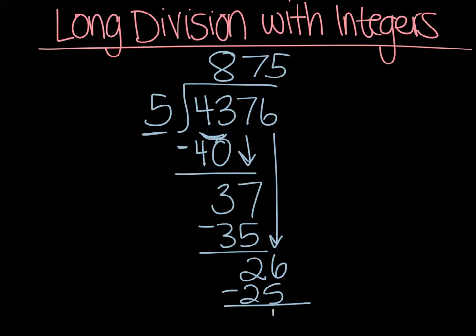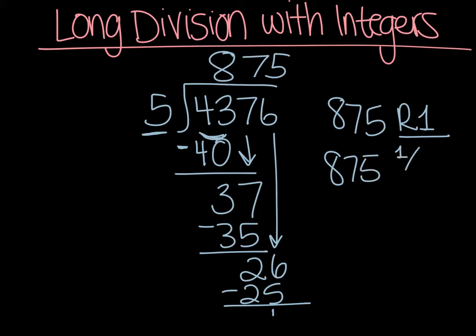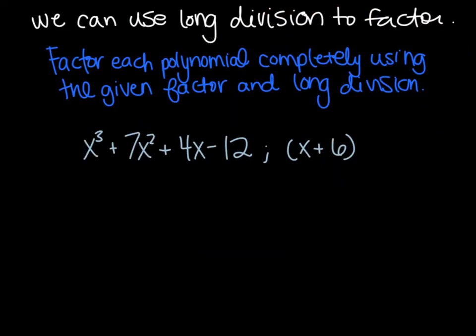And the way we would write this, we would say that 4,376 divided by 5 is 875 remainder 1. Now another way to write that is 875 and 1/5. So we take our remainder and divide it by what our divisor is. Now, using the idea of long division with integers, we can apply the same techniques to divide polynomials.